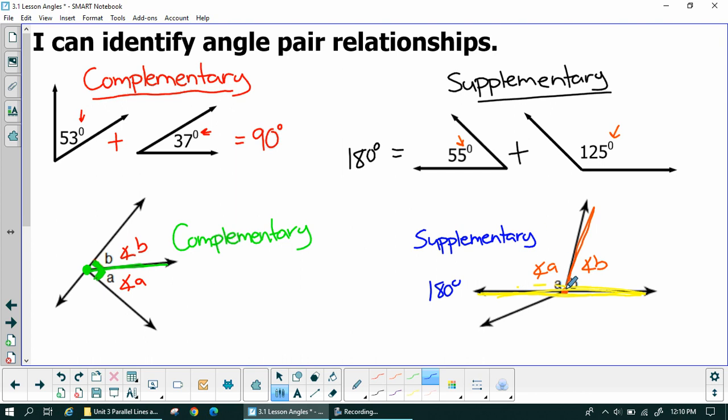They're adjacent because they share a vertex and a side. They're supplementary because they make this straight line, which adds to 180 degrees. And we give these two angles a special name. They're called a linear pair. Linear because they make a line together, pair because there's two of them.